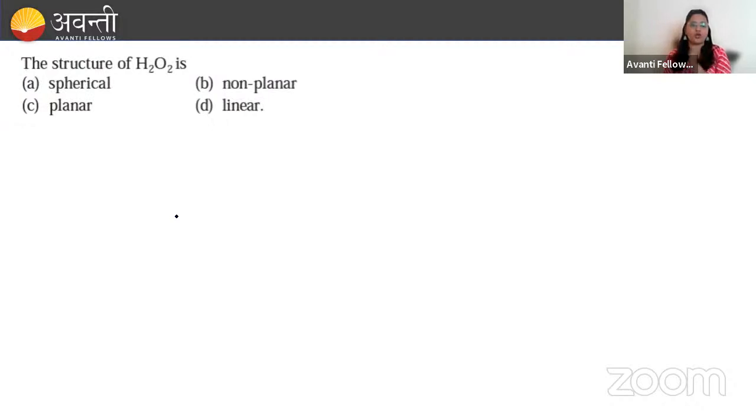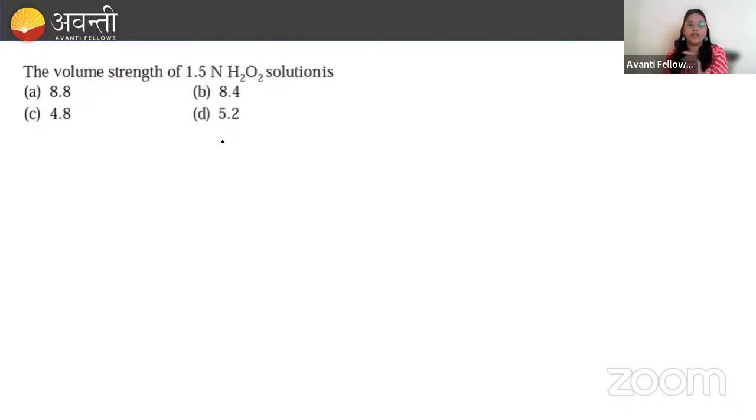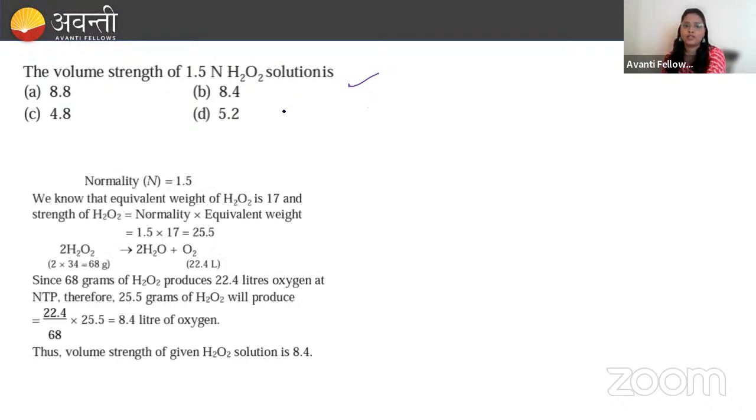Next, the structure of H2O2 is, right now we have talked about this. What is the structure of H2O2? It is non-planar. Very easy. Next, the volume strength of 1.5 normal H2O2 solution is. This question can be asked like we have seen in the mole concept also, and here in the hydrogen chapter such problems are also there. So this is very, very important.